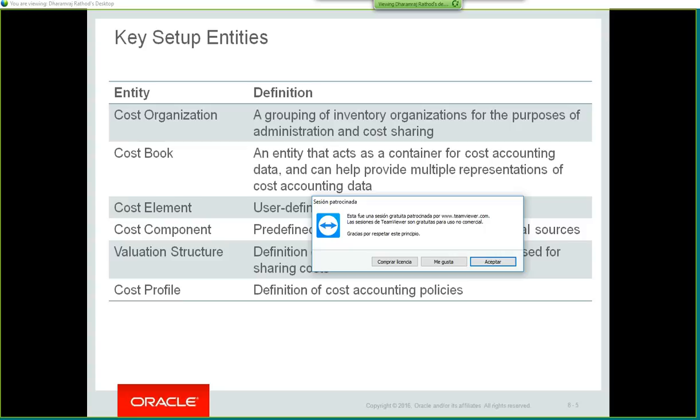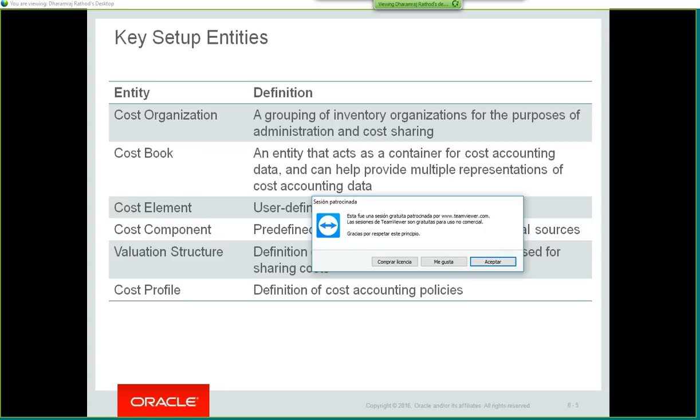This is where you would specify your inventory control attribute. It is basically how you want to share the cost. You could share the cost across inventory organizations. Let's say you have 5 inventory organizations and you have a requirement to have the same cost for the item. You could do that using the valuation structure.